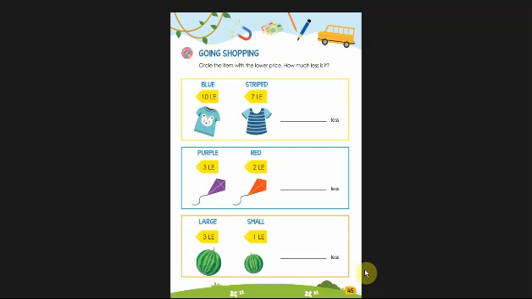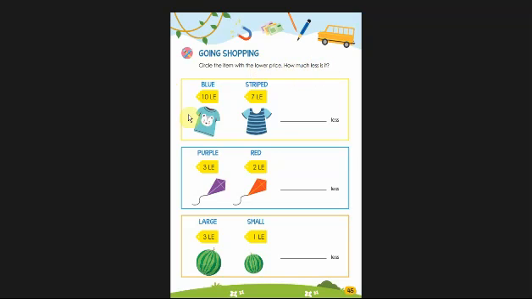As you can see, today we're going to start with page 45. The title for this page is Going Shopping. So we're going to go shopping. Let's read. Circle the item with the lower price. Lower, exactly like smaller. This is the first thing we're going to do: circle the item with the lower price. After this, we're going to see how much less it is. How much less is it?